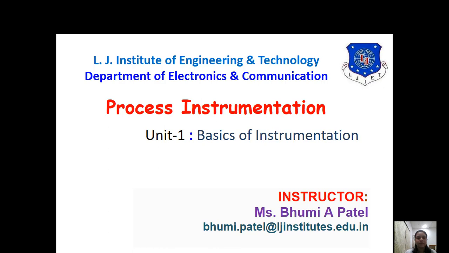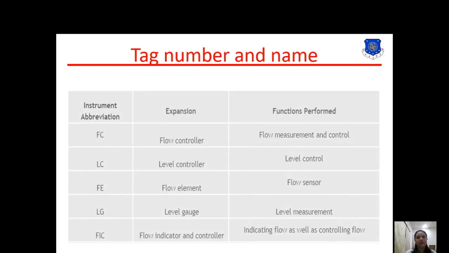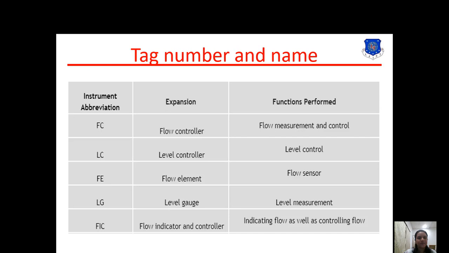Today we are going to discuss the basics of instrumentation in process instrumentation, unit number 1. In the last session we studied the different process instrumentation tag numbers and the symbols of process instrumentation. So first of all, the tag number and the name. First one is FC. What is the full form of FC? FC means flow control, and the function of FC is flow measurement and control.